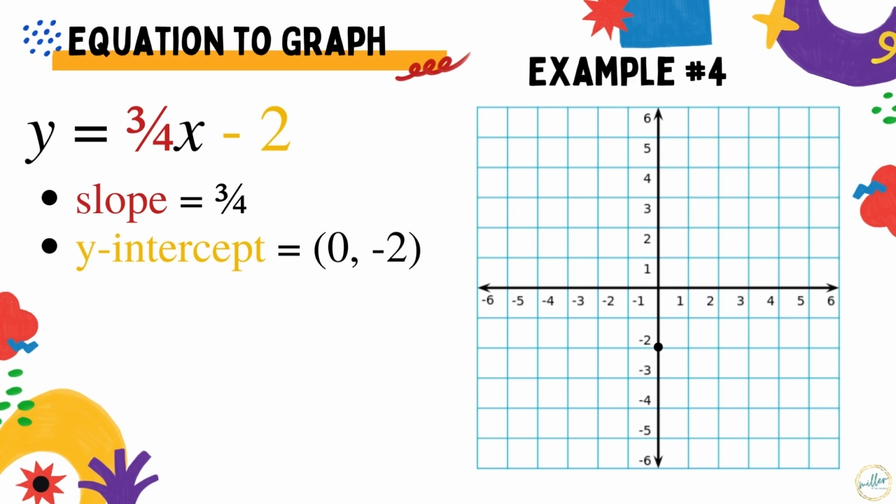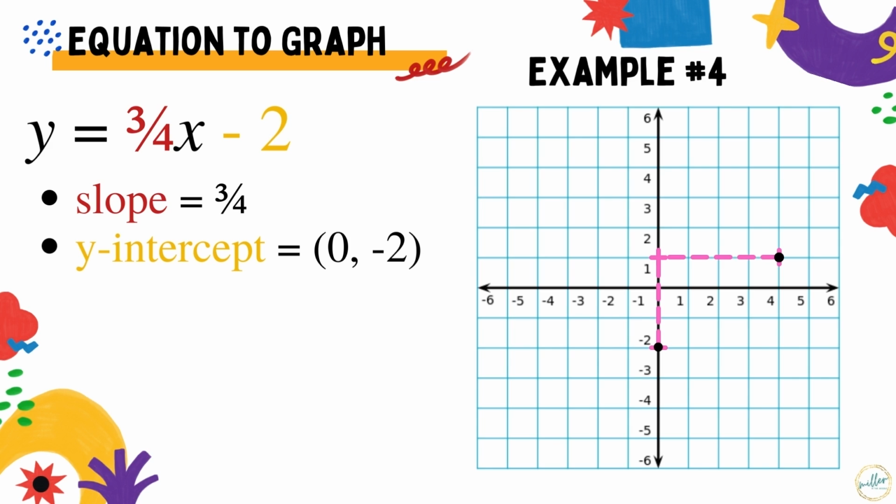Now the next step is we need to use the slope to find the next point. So the slope is 3/4, rise over run. So rise is 3 and run is 4. So from this point that we're at right now, the 0, negative 2, we're going to go up 3 and over to the right 4. So there's our next point.